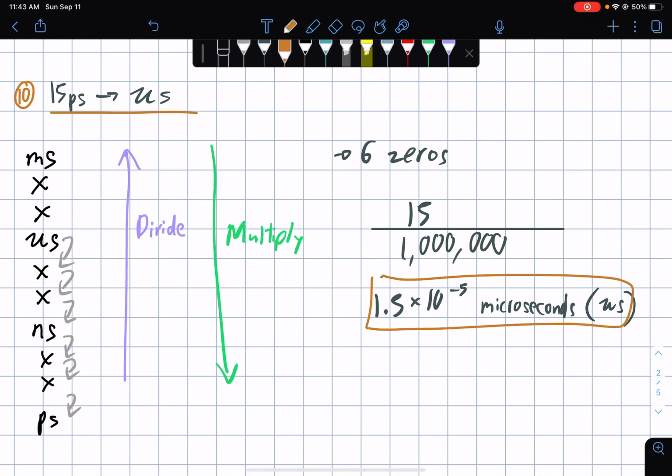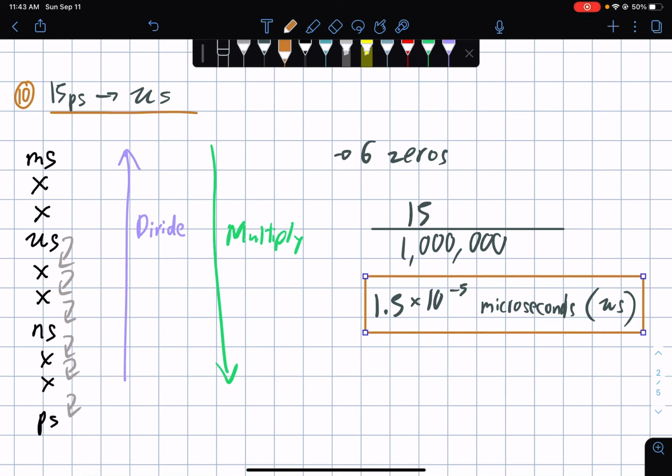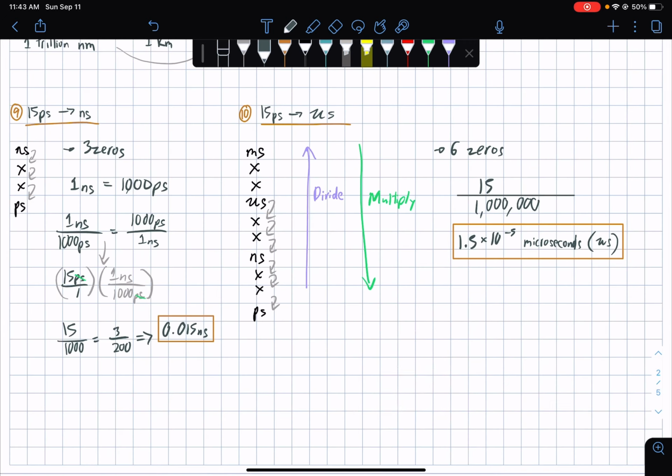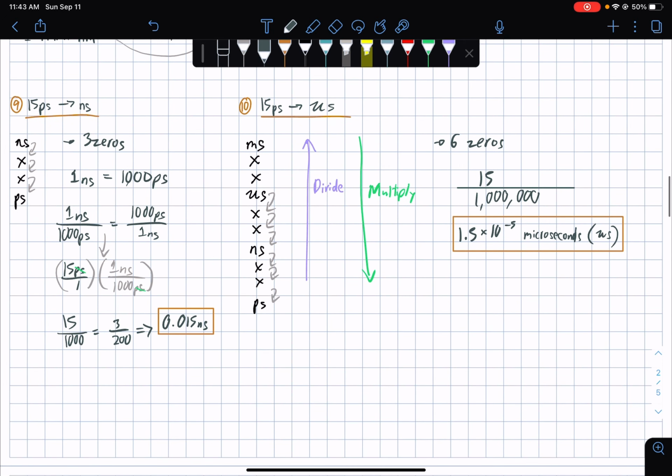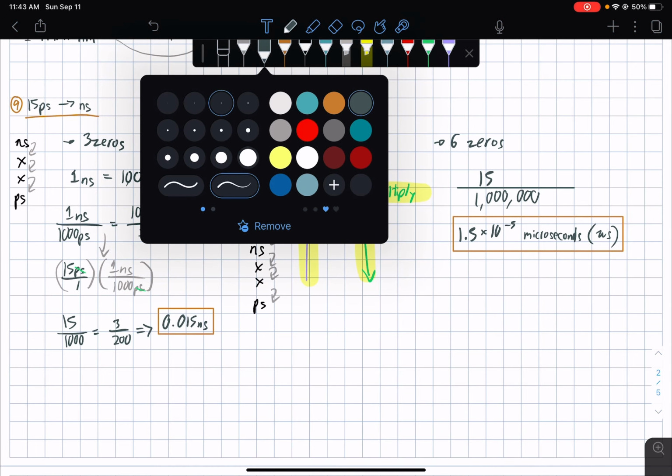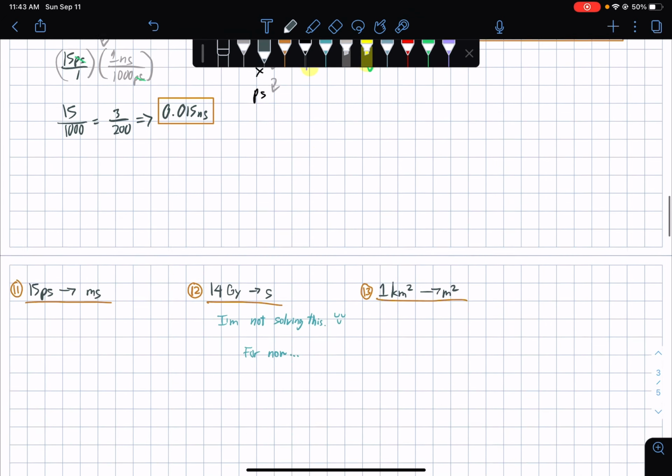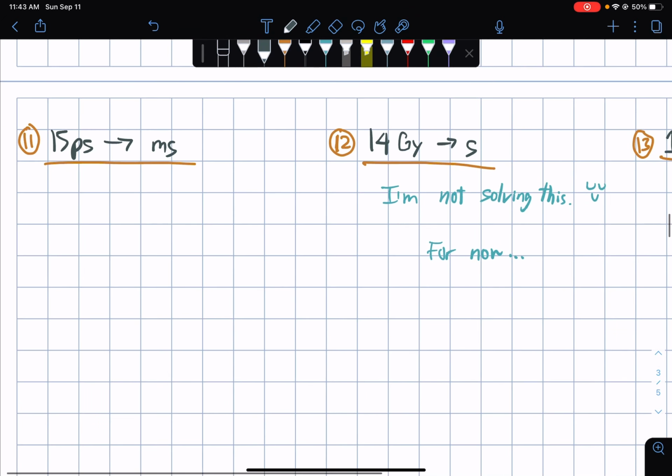So this is the final answer. This is the shortcut. It's that fast. But yes, you do have to remember these general ideas. Right? Let's move to number 11. By the way, for number 12, I'm not familiar with these units yet. I'm not solving this for now.